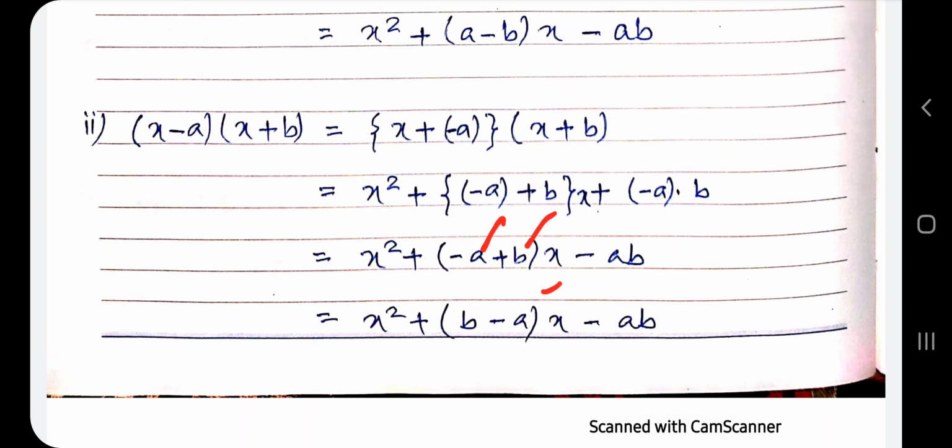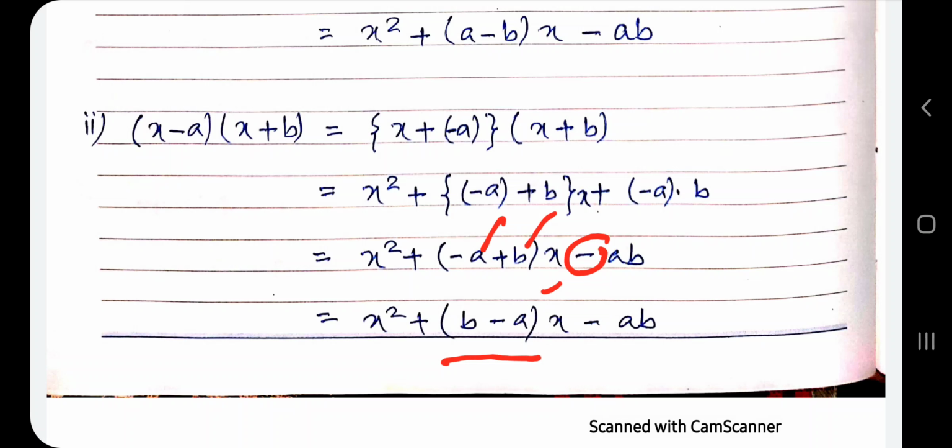Why minus? Because a is in negative sign and b is in positive sign, so the product of one negative and one positive is always negative. That's why the minus sign is put. So finally we get the result x square plus b minus a. Here b is in positive sign, so we always start with a positive sign, with a positive thought. Like that, we always write a positive number in the beginning. So x square plus b minus a into x minus ab, this is the product.